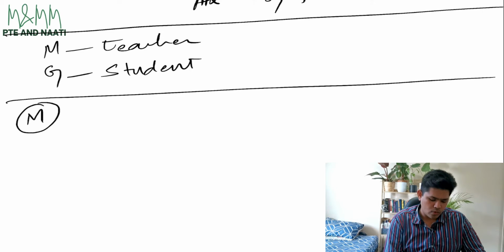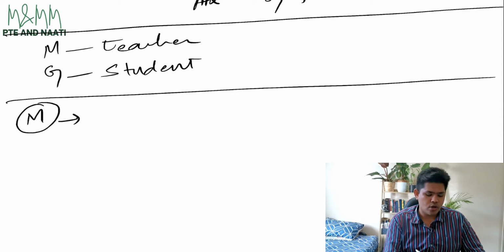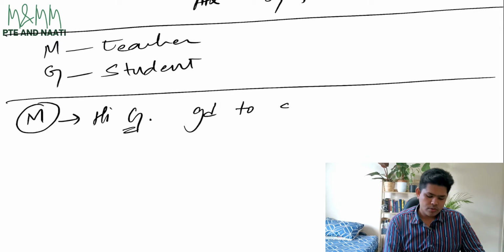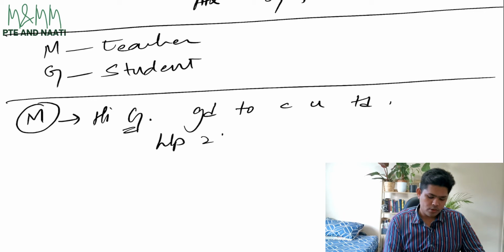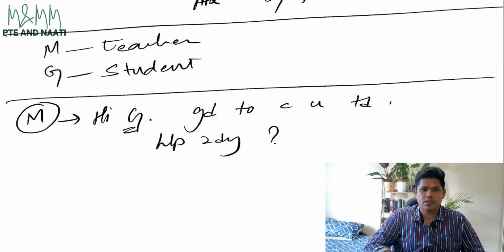So how will I take notes? What was the sentence? Hi Georgina. So I would write "hi G". I know G is Georgina. It is good to see you today. "Good to see you today." Okay, and how can I help you today? "Help today?" And that was a question.